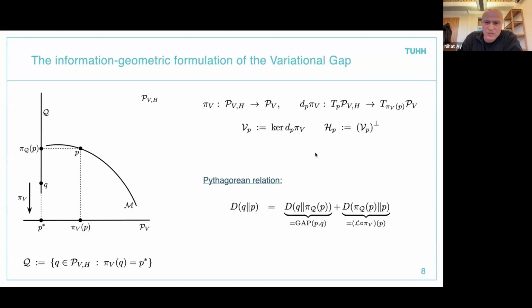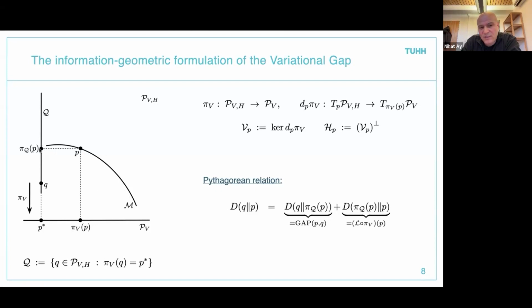So this is just to explain this picture here. And now let's have a look at the Kullback-Leibler divergence between a point Q in calligraphic Q and the point P in the model. So this can be decomposed via the Pythagorean relation in terms of Kullback-Leibler divergence from Q to pi q of p plus the Kullback-Leibler divergence from pi q of p to p.